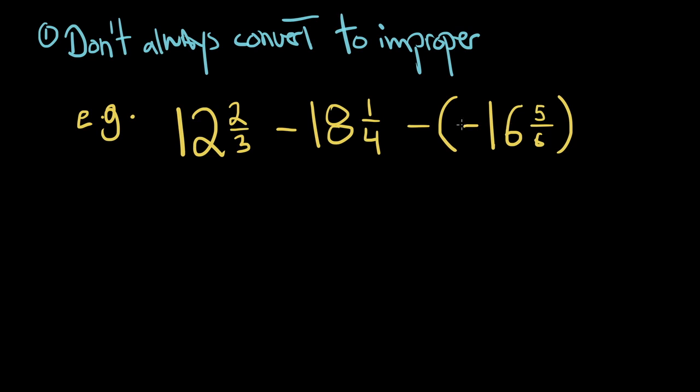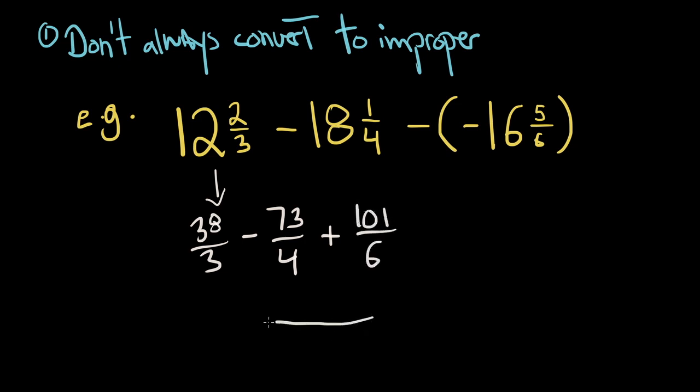Now some students might say, I'm going to go and convert all of these to improper. I'm going to make this be 38/3, take away, ooh, what's that, 73/4, I think. And remember double negatives, I'm going to add this one, and oh gosh, what's that, 101/6. Ugh, now I need a common denominator of 12, and now, okay, what's happening? It's getting crazy. But you would get the answer.